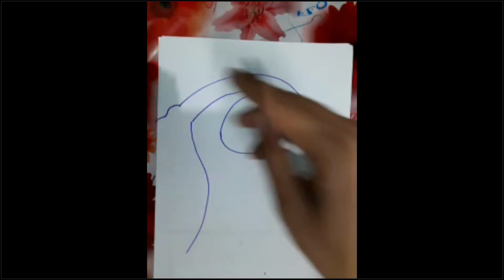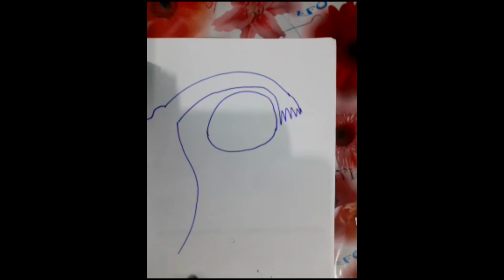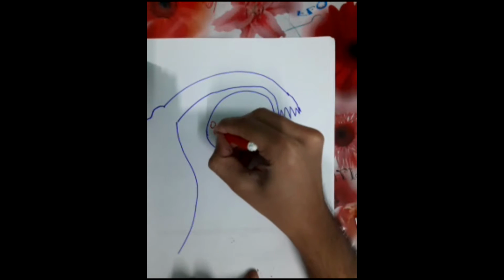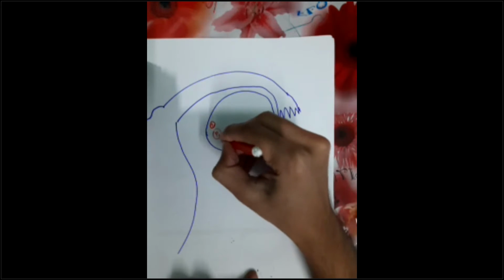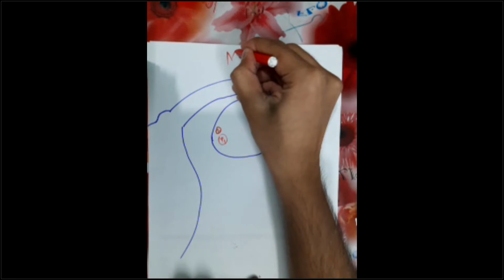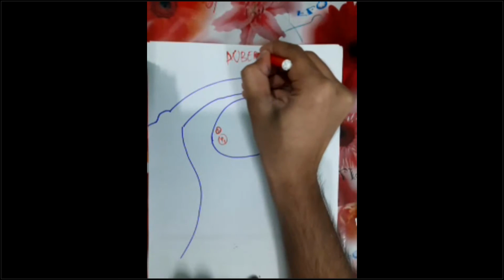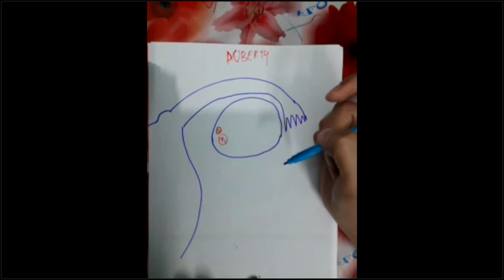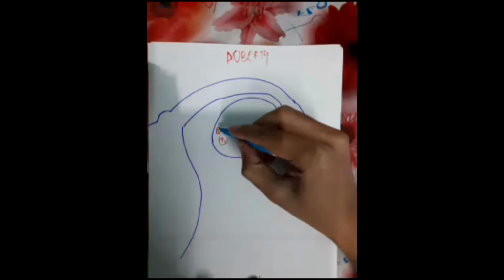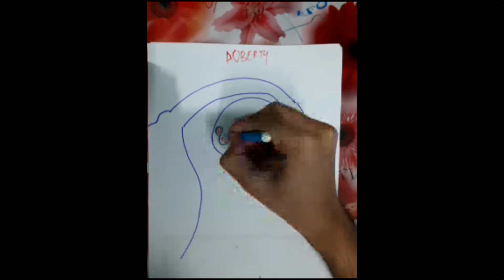So what did I have? I had the primary oocyte as my first cell, primary oocyte P1, which was arrested in prophase 1 of meiosis. The lady has now reached puberty. In puberty, she has the primary oocyte, P1.